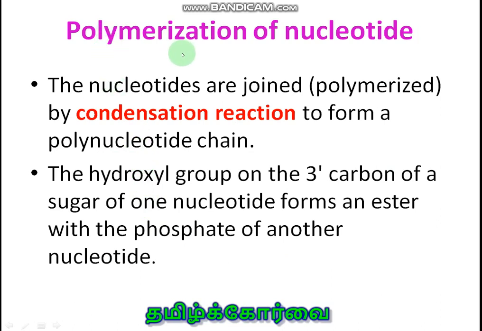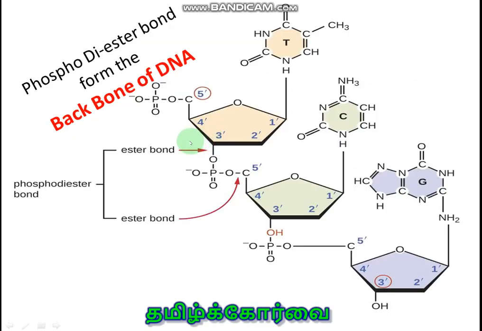Now polymerization. Polymerization of the nucleotide occurs by the condensation reaction. Here the condensation reaction gives the phosphodiester bond. This is the backbone of the DNA. You see, this is the first nucleotide. This is the second nucleotide. The first nucleotide's 3 dash carbon establishes an ester bond with the oxygen of phosphate.